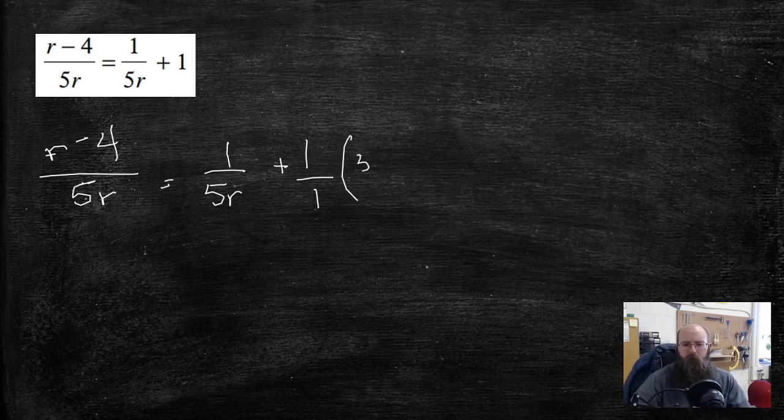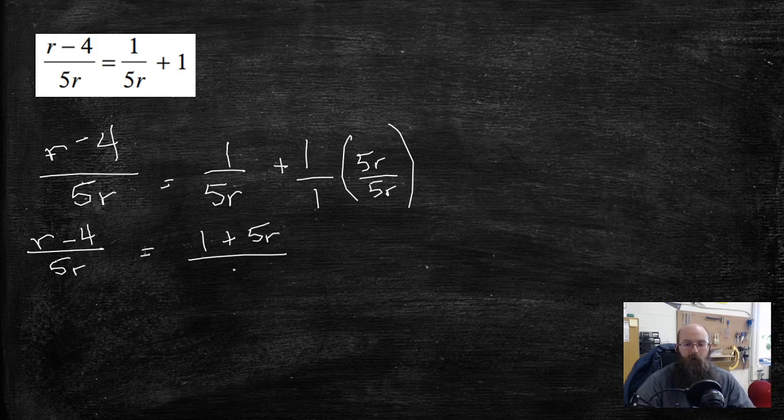So I'm going to multiply by 5r over 5r, which is really a fancy looking 1, so I'm not changing the equality. If I'm multiplying by the same thing on top and bottom, I don't have to touch the other side. So now I have an r minus 4 over 5r equals 1 plus 5r times 1 is 5r, and the denominator is going to be the same, so I'm just going to put them over 5r.